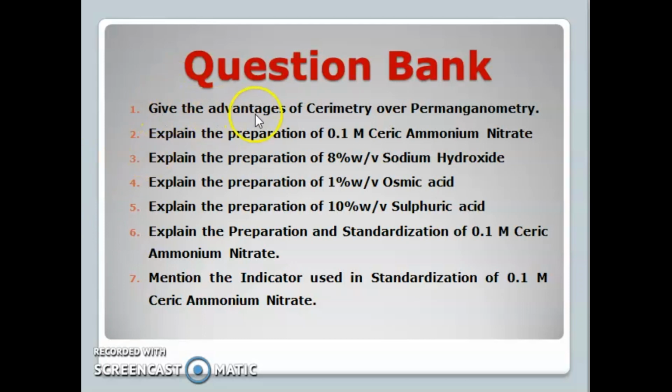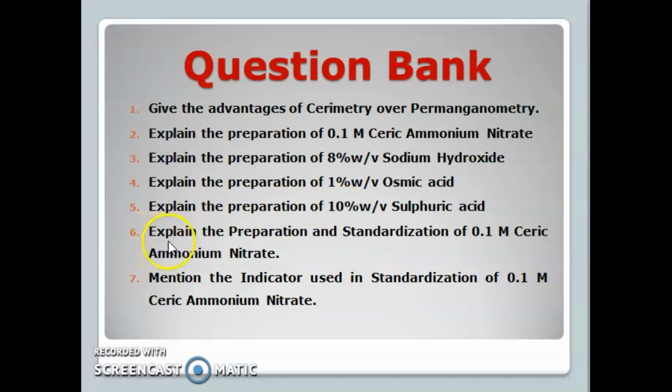First question, give the advantages of cerimetry over permanganometry. Second question, explain the preparation of 0.1 molar ceric ammonium nitrate. Third question, explain the preparation of 8% weight by volume sodium hydroxide. Fourth question, explain the preparation of 1% weight by volume osmic acid. Fifth question, explain the preparation of 10% weight by volume sulfuric acid.